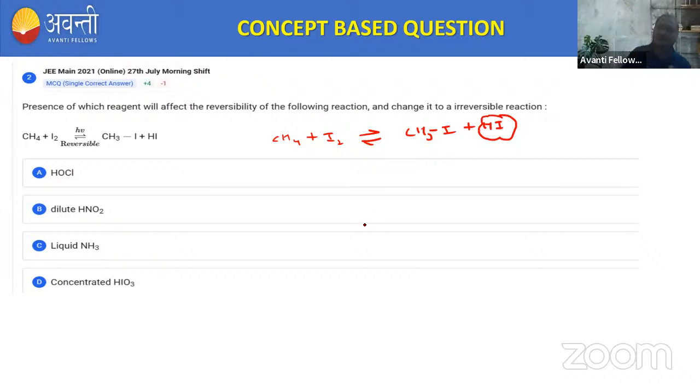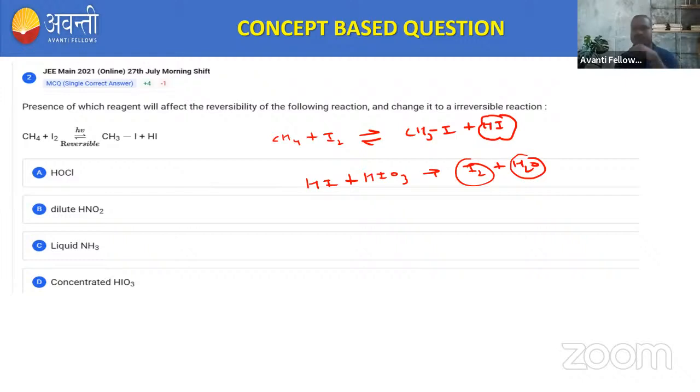So we have to add an oxidizing agent because this HI is reducing in nature. We have to add an oxidizing agent called HIO3. We are using concentrated HIO3. This HIO3 converts this into I2 and H2O. So the formation of HI will be removed, because this HI is the only one responsible for the reversibility of the reaction.